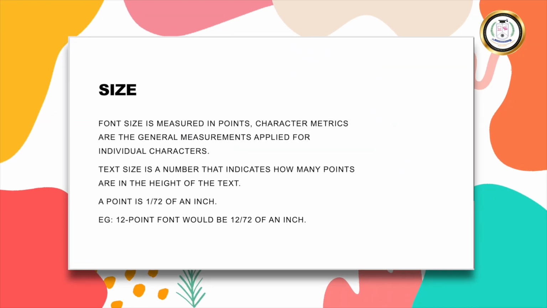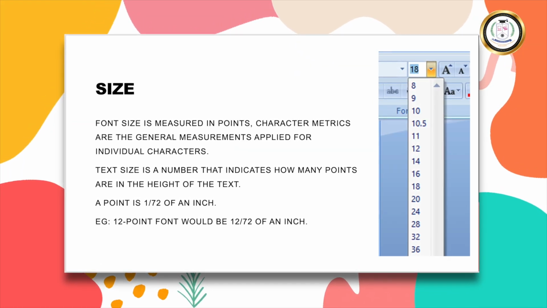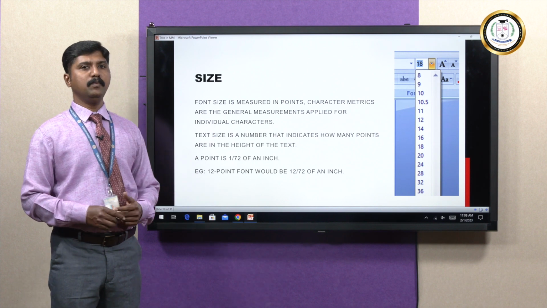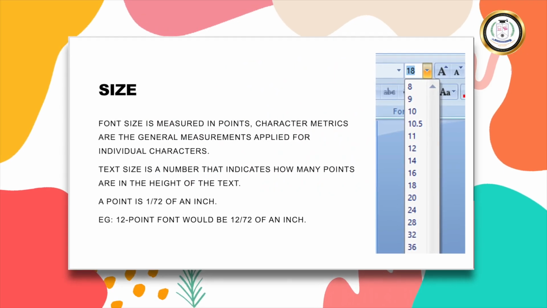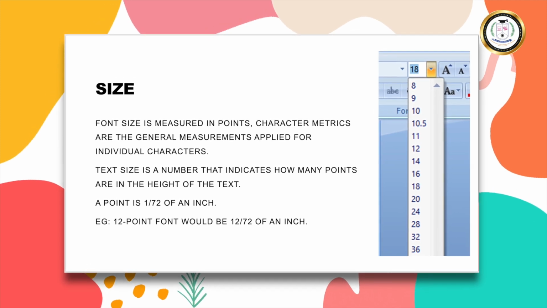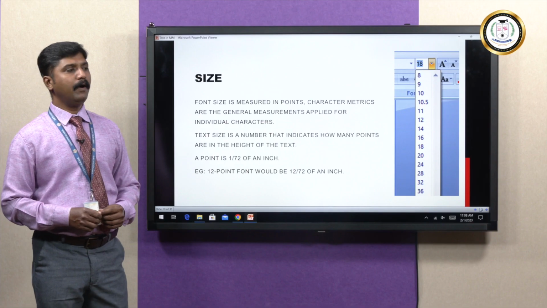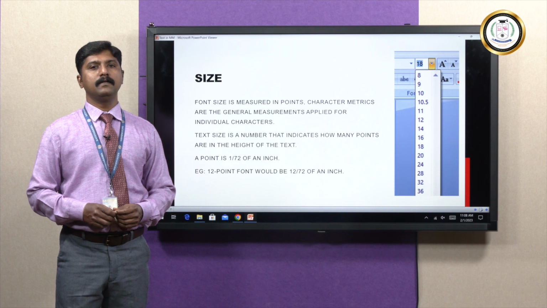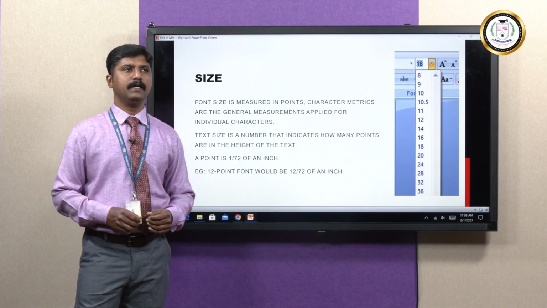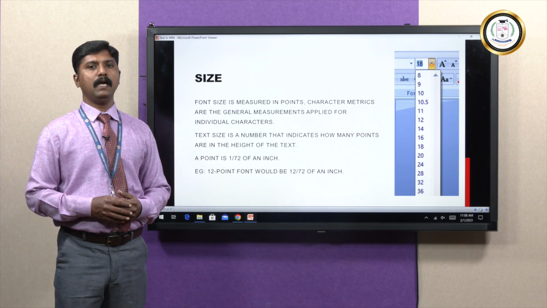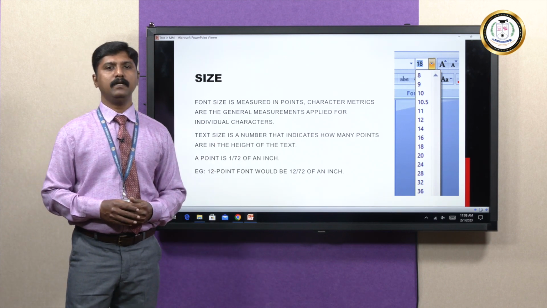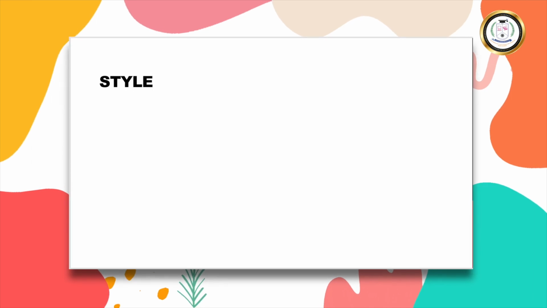Size, this represents the size of a text. It is indicated by a numerical value, how many points are in the height of the text. A point is 1 by 72 of an inch. For example, if you are going to use a 12 point font, you would be calculating it as 12 by 72 of an inch.